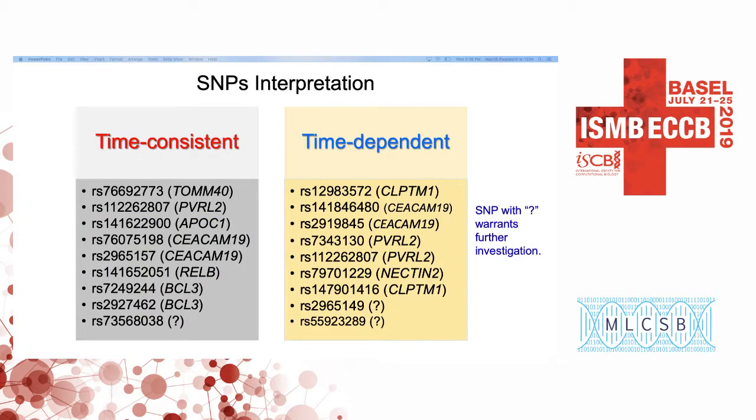Here are the details about the identified SNPs. The left shows the time-consistent SNPs, and the time-dependent SNPs are shown on the right. We found that most of the SNPs identified by our method have been previously reported in other studies. This verifies the validity of our method.